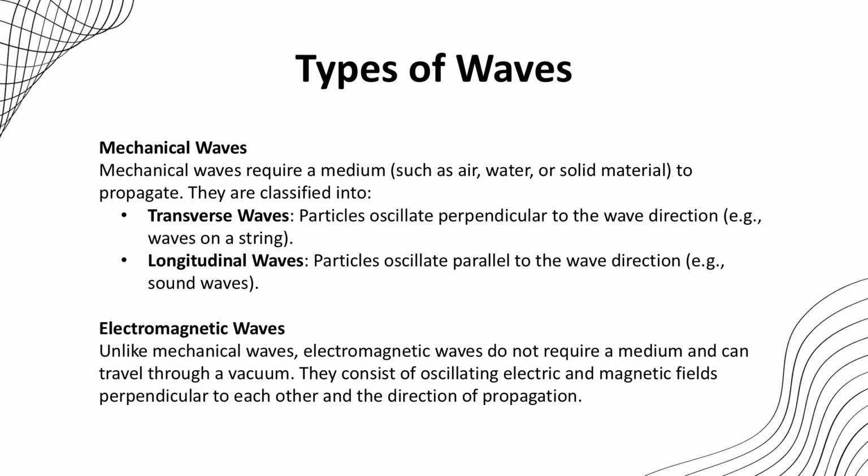Waves are classified based on how they propagate. Mechanical waves require a medium, like air or water, to travel. They come in two forms. Transverse waves: particles oscillate perpendicular to the wave's direction, like waves on a string. Longitudinal waves: particles oscillate parallel to the wave direction, as seen in sound waves.